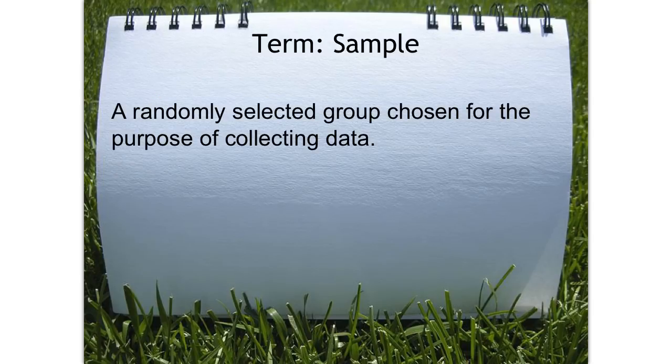Our second term is sample. Find that and glue it in your first column. The definition of a sample says, a randomly selected group chosen for the purpose of collecting data. So when you find that definition, glue it in the middle column. And then finally, if you can find the example, glue that in the last column. Pause me, work that out, and then come back when you're ready for our next definition.